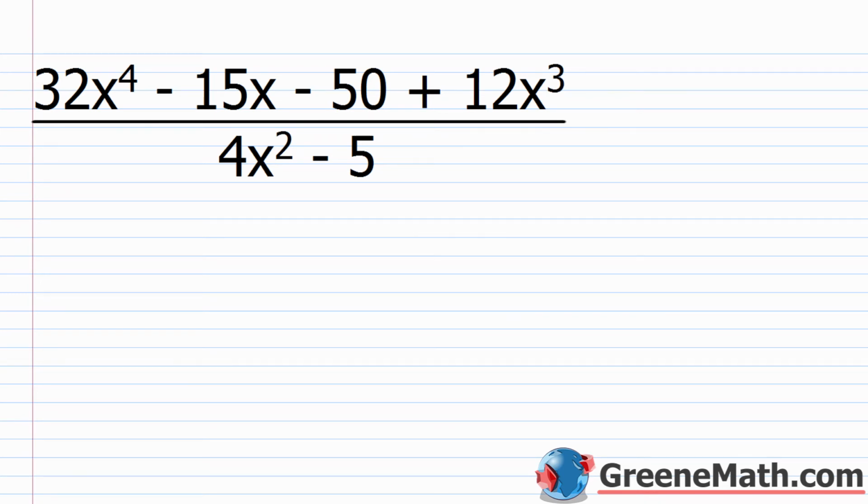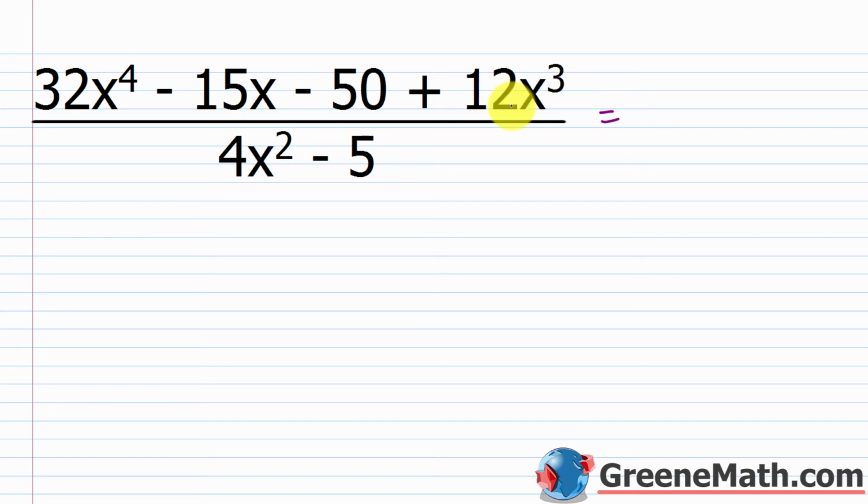So we have 32x to the 4th power minus 15x minus 50 plus 12x cubed. This is over 4x squared minus 5. So again, I want everything to be in standard form. And anytime I have some missing terms, I want to put 0 as a placeholder. So this is a perfect example of that.